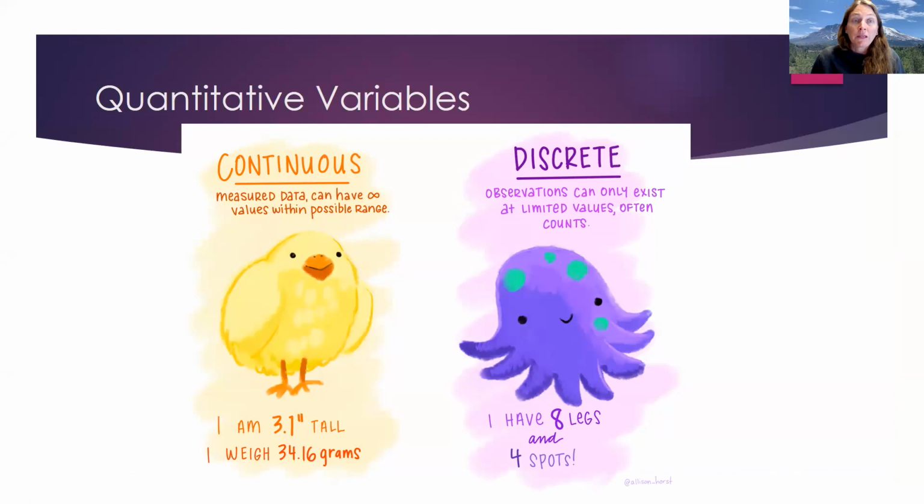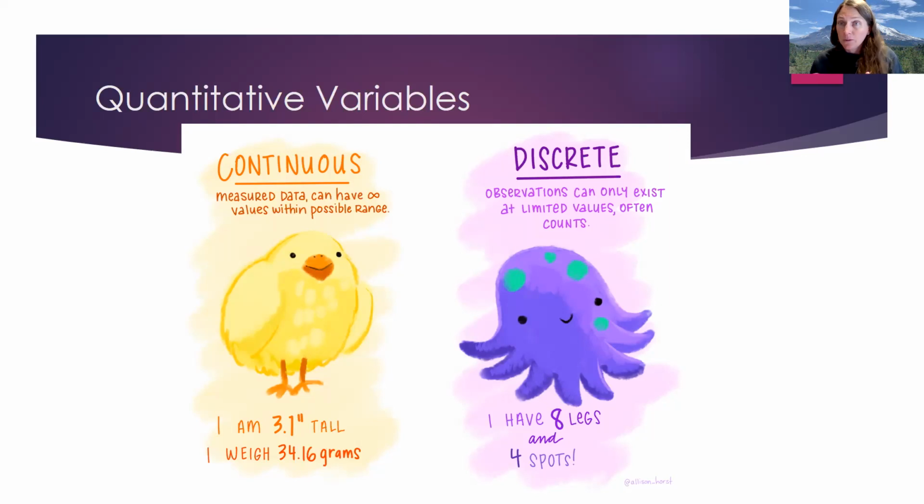Now, a variable can be quantitative. That means it can be summarized using a number of some kind. And there are a couple different types of quantitative variables. There are continuous variables, which basically can be any number with decimals in between. They can range from negative infinity to positive infinity, basically. So for example, this little chick is 3.1 inches tall and weighs 34.16 grams. So that's one type of quantitative variable, a continuous variable.